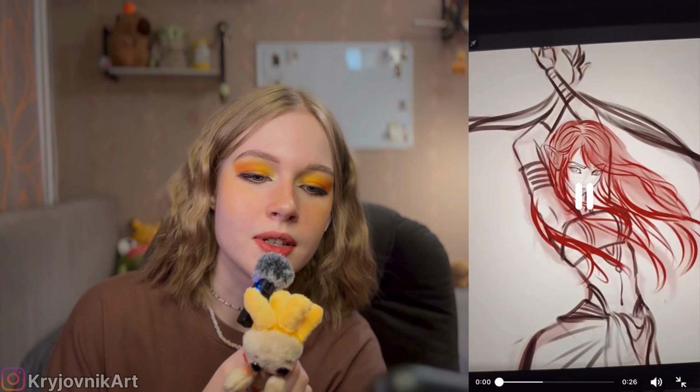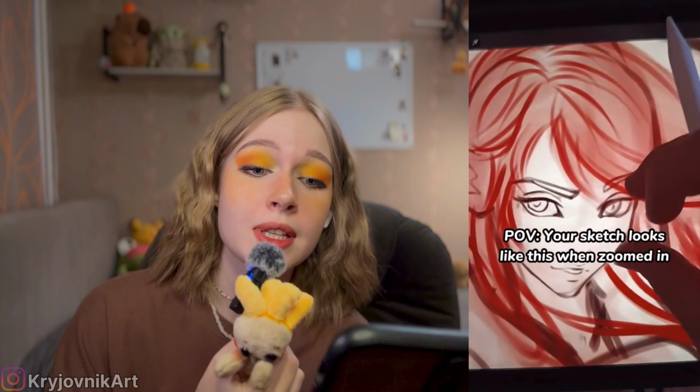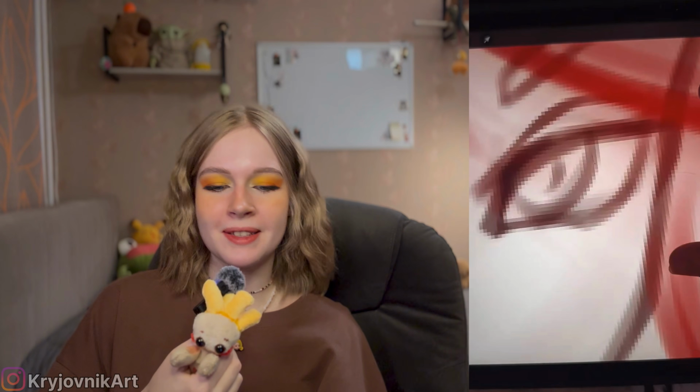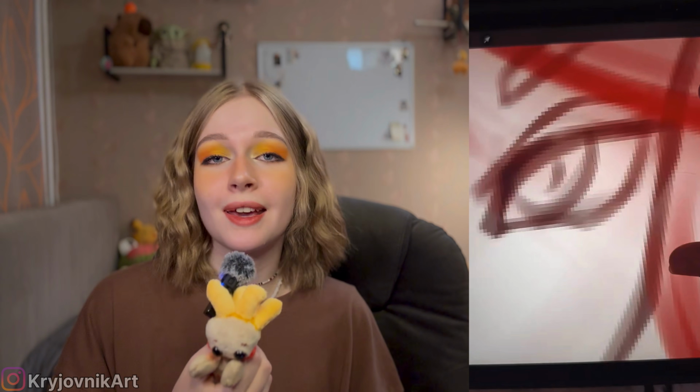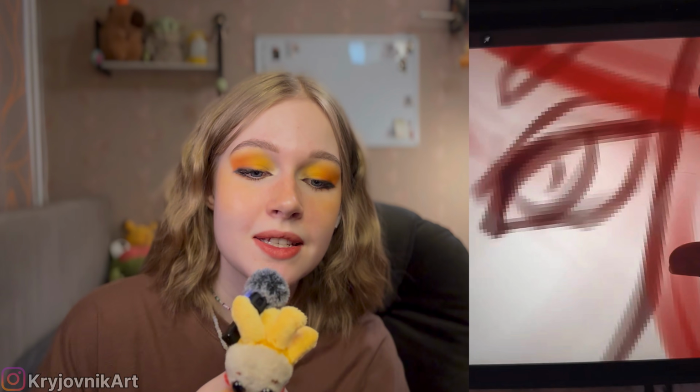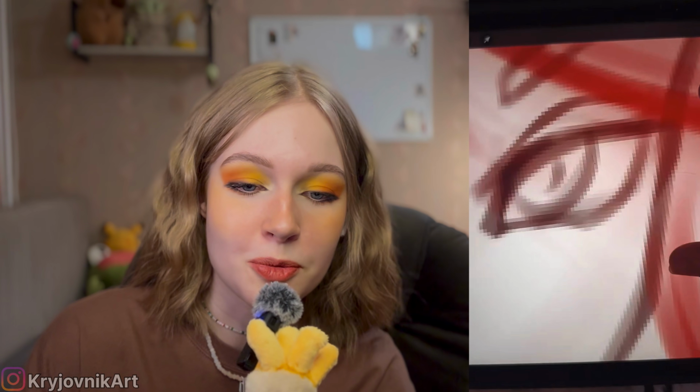Fixing your line art. POV, your sketch looks like this when zoomed in. Like what? Like a digital drawing made of pixels? Yeah, no shit. Every single digital image is made of pixels. That's okay. No need to fix that. But let's see what could possibly solve this problem.